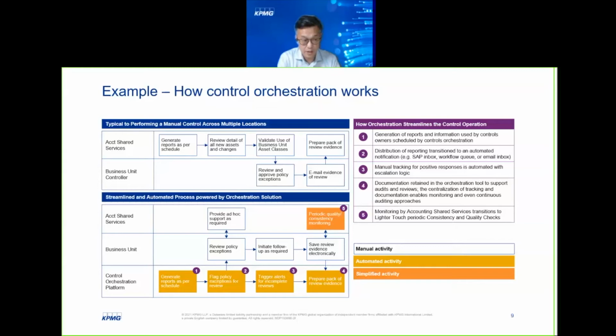You have an activity that involves report generation at certain intervals, let's say month end. Then you go into the labor-intensive task of reviewing the details of a certain activity. In this example, we have assets that were changed or created. Then you go through the manual step of validating the use of the asset classes. Is it the right asset class? Then you follow up on the exceptions, and ultimately you retain some evidence and package everything up to demonstrate that you have performed the control.